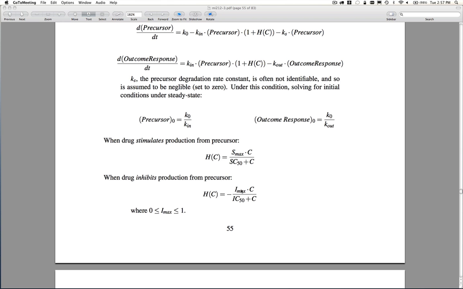So sure, you can use more simplified expressions. Just a note of caution as to how you interpret any simulations or predictions from those types of simplified models. And that's a general statement. That's not meant just for these precursor models. That's really meant for many of the pharmacodynamic systems that we're involved in.